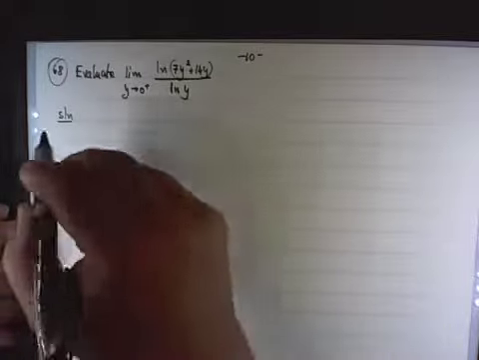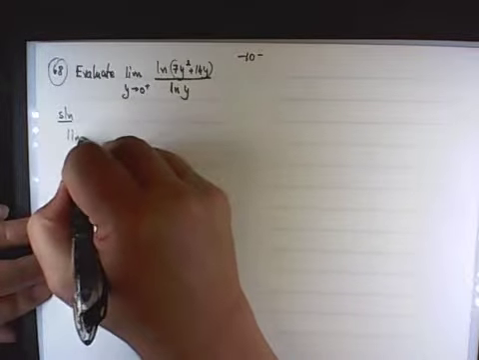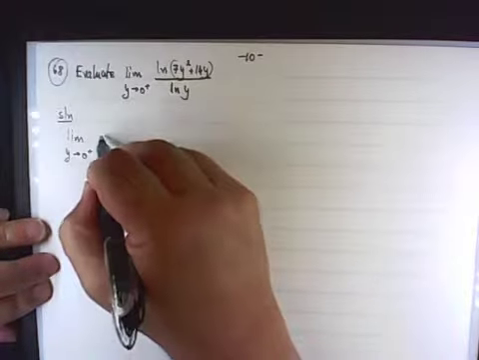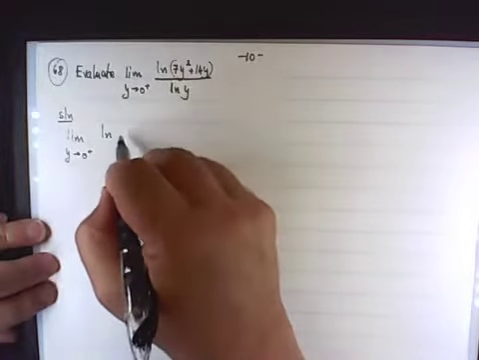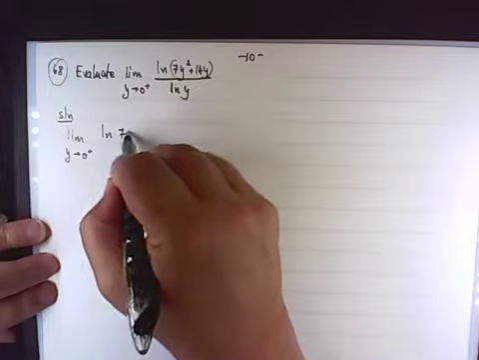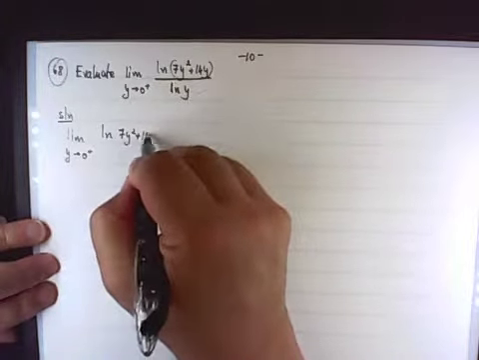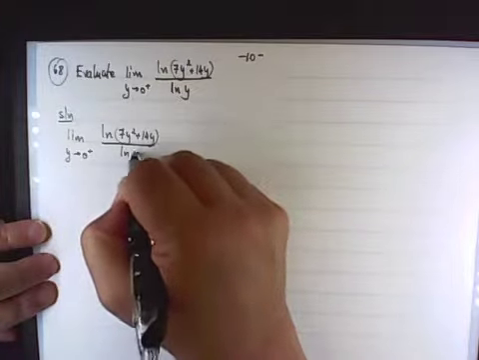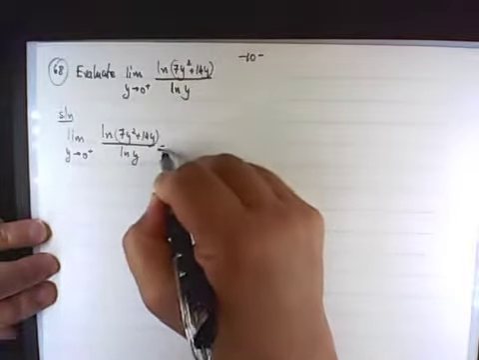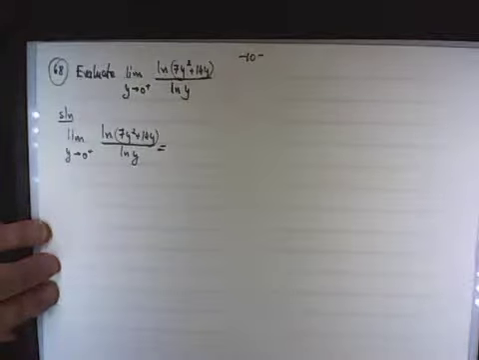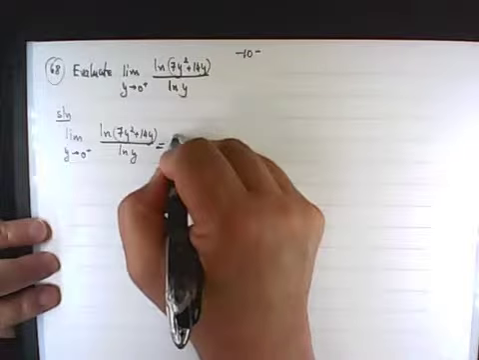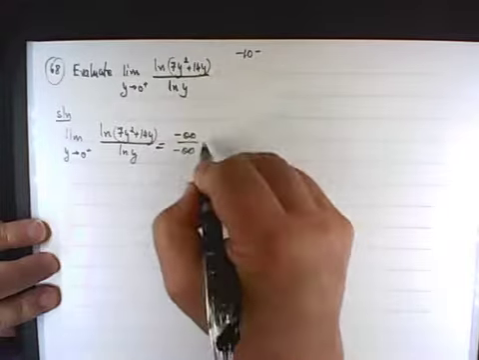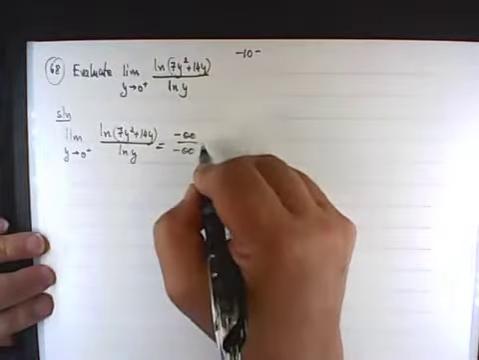When you look at the limit as y approaches 0 plus of natural log of 7y squared plus 14y over natural log of y, you have natural log of 0 divided by natural log of 0, so you end up having negative infinity divided by negative infinity. So now we can use L'Hopital, okay?